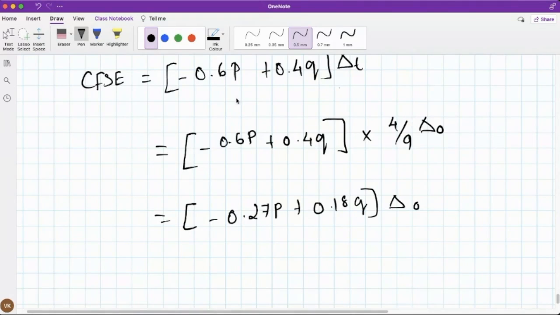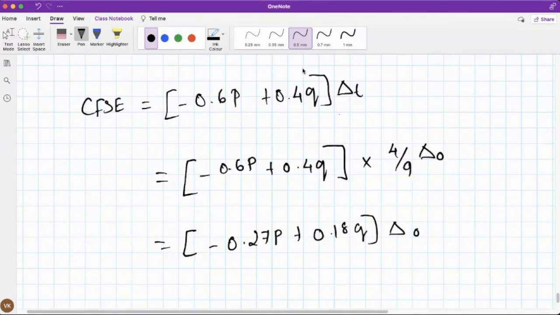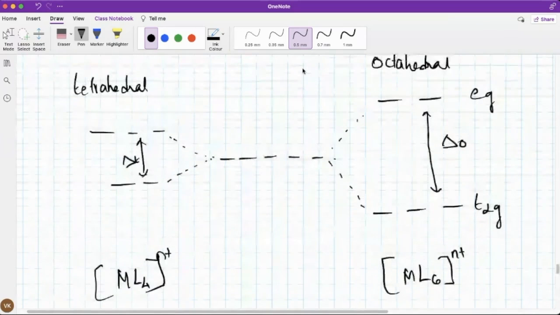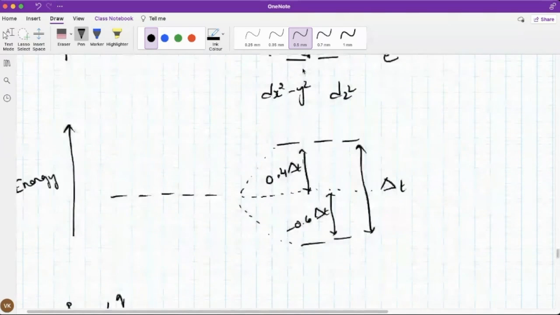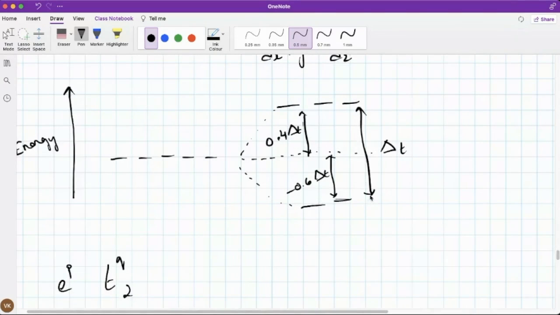So you can remember this based on the number of ligands. Generally, if you have 2 ligands, then it is 0.4. Similarly in octahedral also there were 2 ligands, so it was 0.4 in the down. And if you have 3 ligands, it is minus 0.6. So it is like the number of ligands multiplied by 0.2.